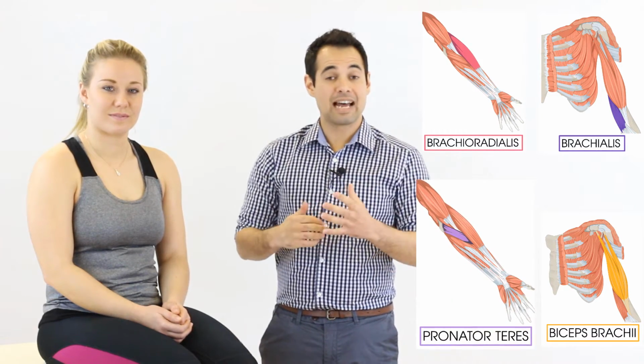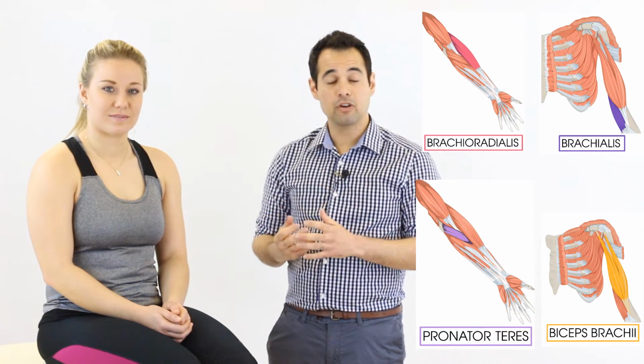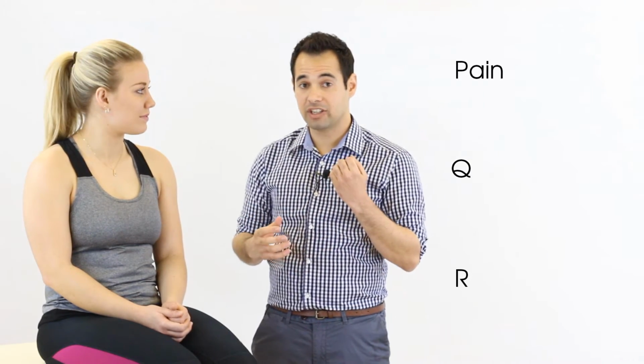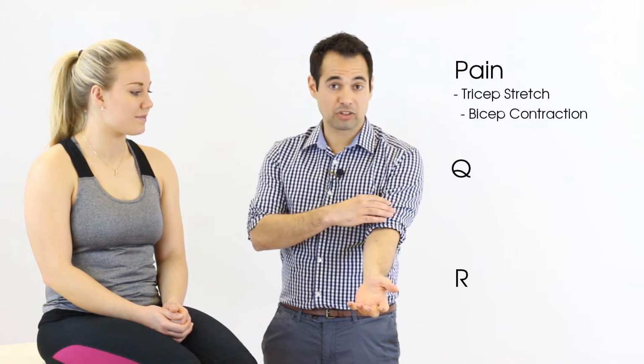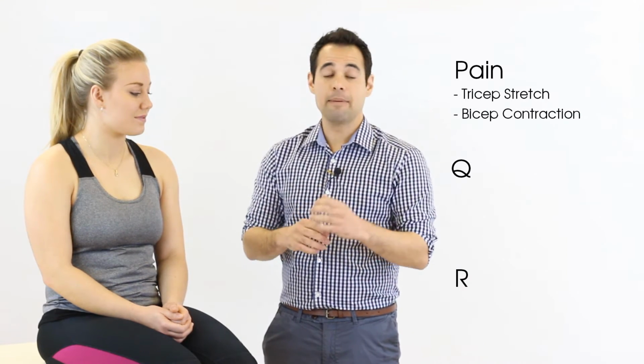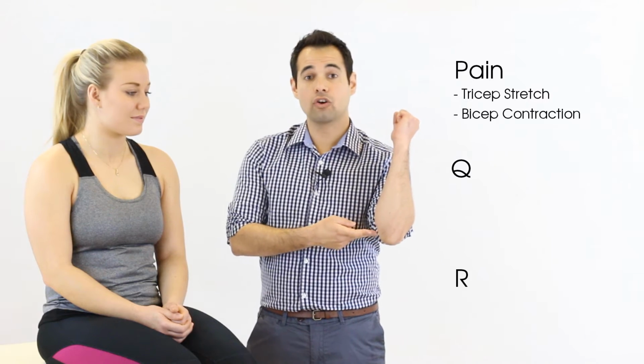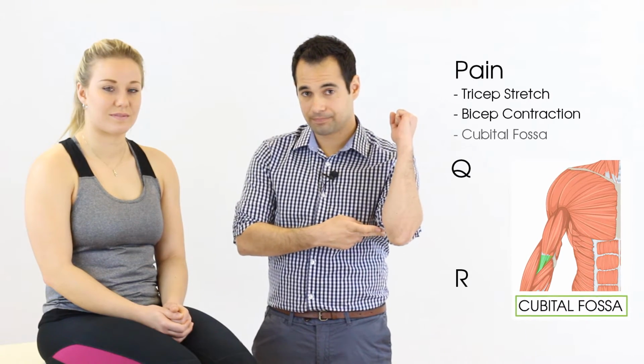The key muscles involved in elbow flexion are biceps brachii, brachialis, brachioradialis and pronator teres. As we said earlier, when we're testing the movement, we're looking at our P, Q and R. We may achieve pain with elbow flexion because the triceps muscle is on a stretch, because the biceps muscles are actively contracting, and because increased pressure is being placed on the cubital fossa.